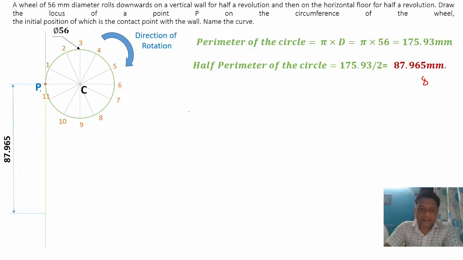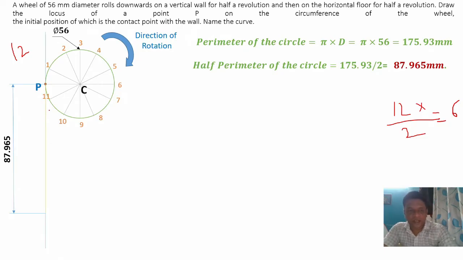As we have divided this circle into 12 parts, should we divide this line into 12 parts? No, because the circle will travel only half revolution. So this 12 should be divided by 2, so it should be equal to 6. So divide this line into 6 parts. If it is a complete revolution, then only we divide this line into 12 parts. If it is a half revolution, we divide this line into 6 parts only. Getting? So these are very small points, but you should remember all those points.